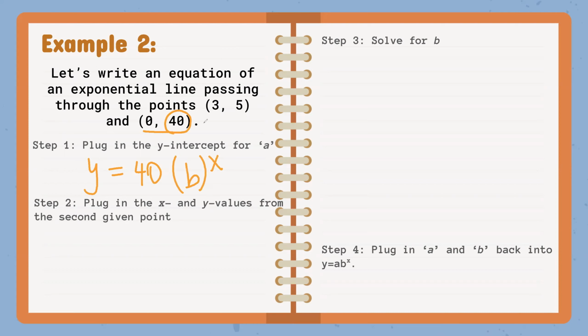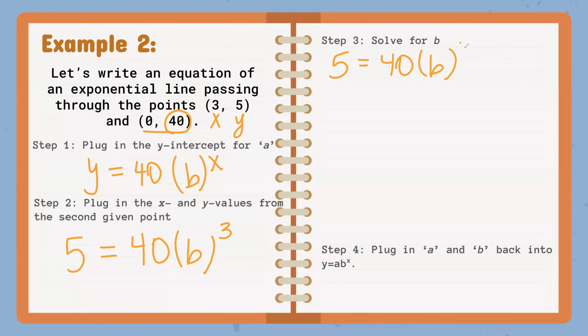Second step, I want to plug in my x and y from the second given point. So it looks like 5 is my y, A is 40 from before. I don't know what B is, but I know x is 3. So that is my equation so far. My next step is going to be to solve for B. So let's go ahead and begin that.